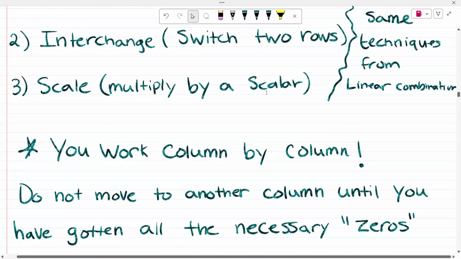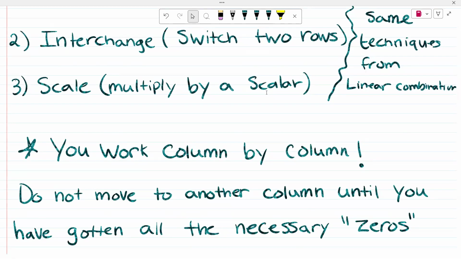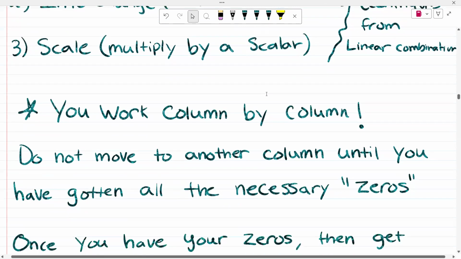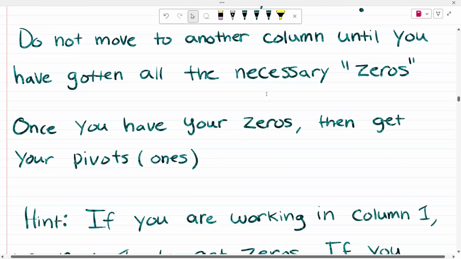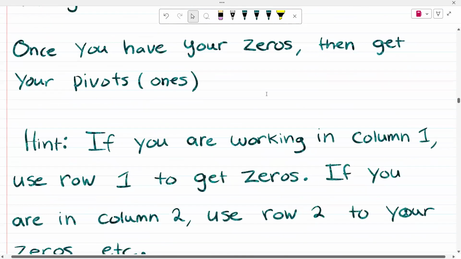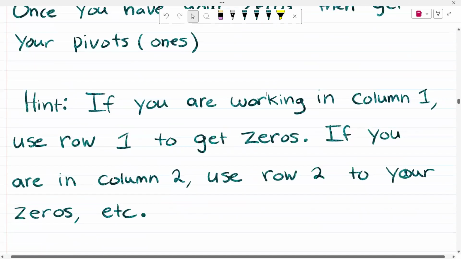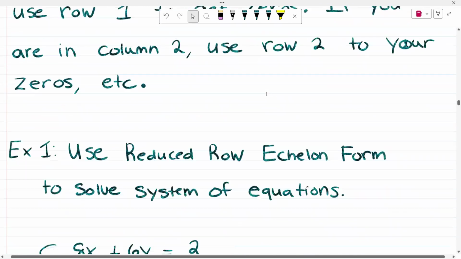So yes, you work column by column. Do not move to another column until you've gotten all the necessary zeros. Once you have all your zeros, then get your pivots, the ones, right? Hint: if you're working in column one, use row one to get your zeros. If you're in column two, use row two to get your zeros, etc.